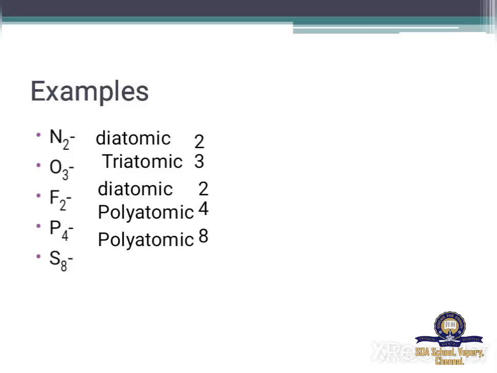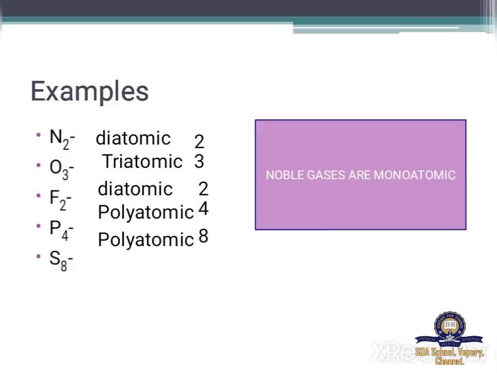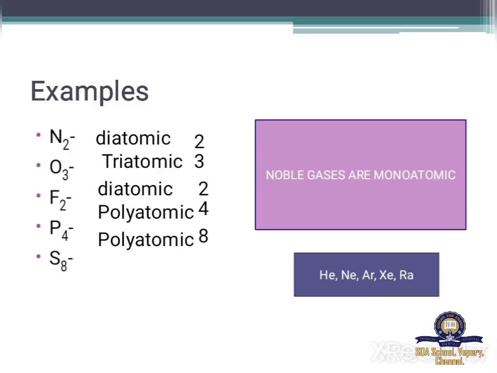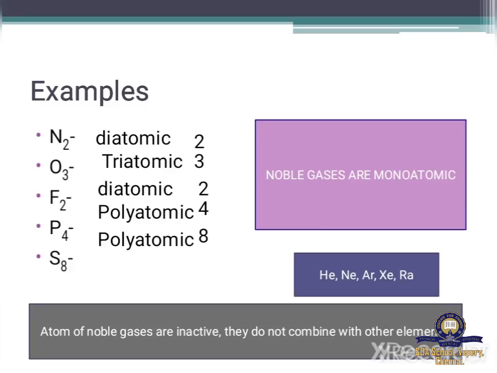Okay, finally we are going to see one more type of molecule. Here the noble gases are monoatomic. So what are noble gases? Yes, helium, neon, argon, xenon, radon. These are the noble gases, right? Why are they monoatomic? Atoms of noble gases are inactive. They are self-sufficient, so they do not combine with other elements. Thus, they are monoatomic molecules.